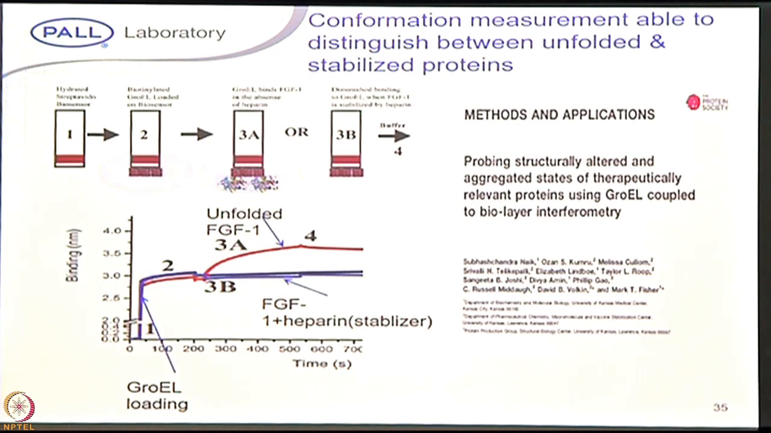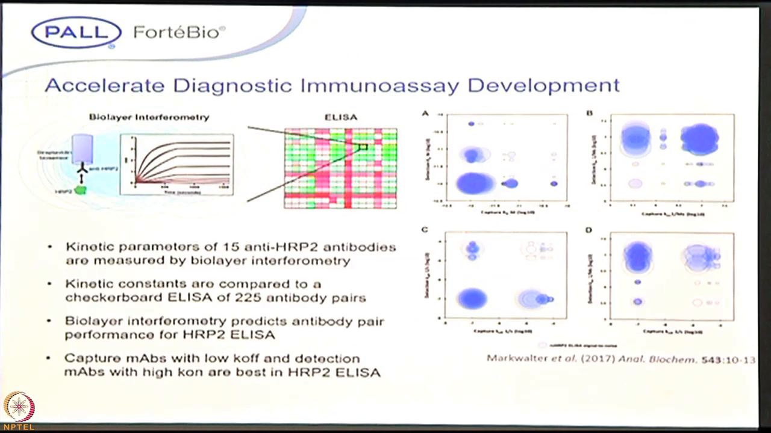And one more example, in the case of diagnostic immunoassays. Here the kinetics parameters of 15 anti-HRP2 antibodies were measured, and they did a comparison with the ELISA. You can quickly screen which antibody pairing is better for diagnostic applications. When you are developing any ELISA kits where you require a primary antibody and a secondary antibody, you can quickly screen using that, and see which are the best based on the kinetics profiles.